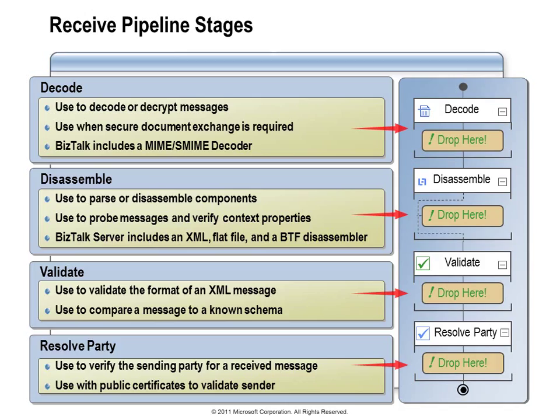And it's at that point that we might have a component that verifies a digital signature. And once the last component in the resolve party stage has completed processing, the message is either sent to the message box or it's sent to be transformed by a map.